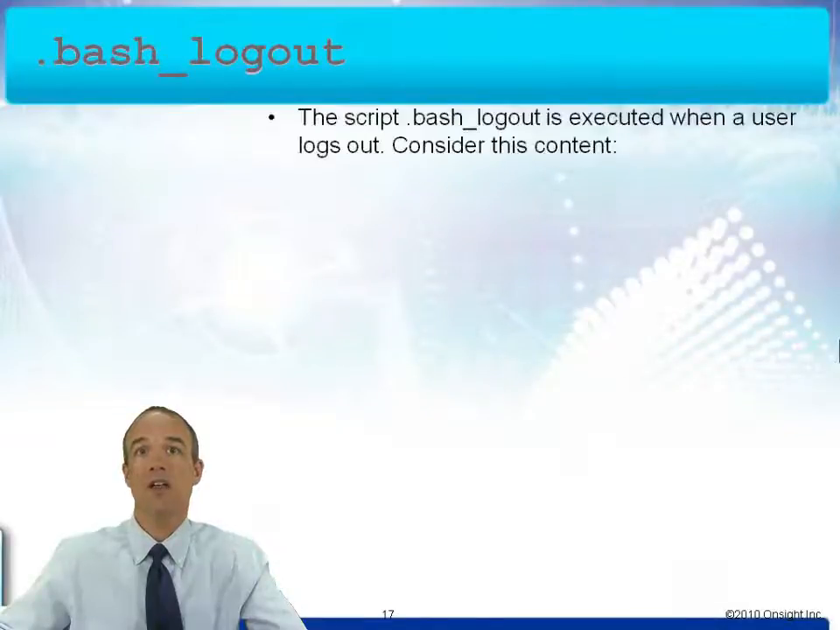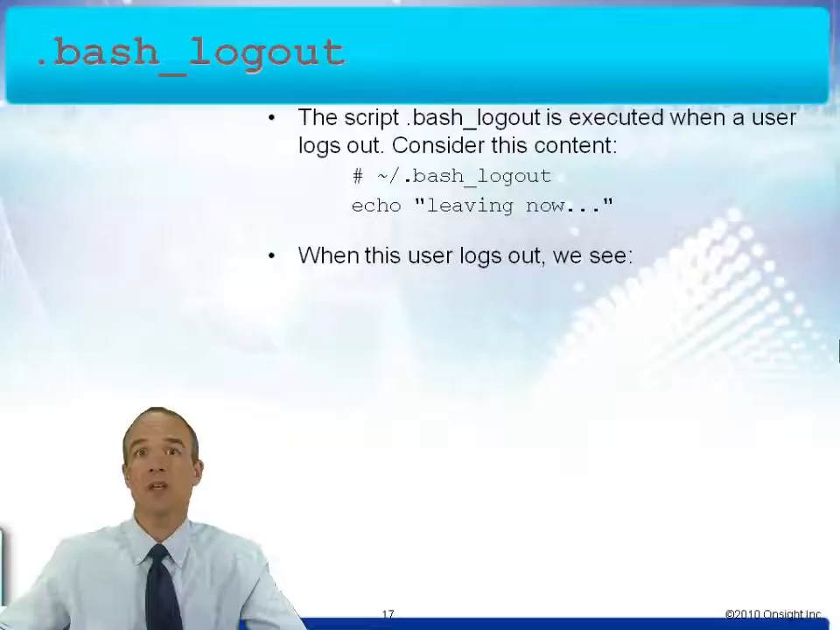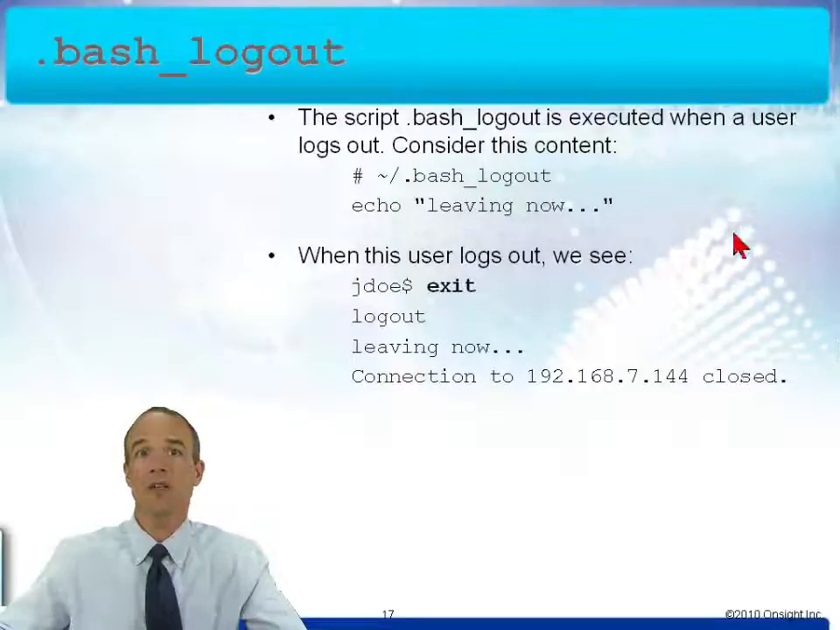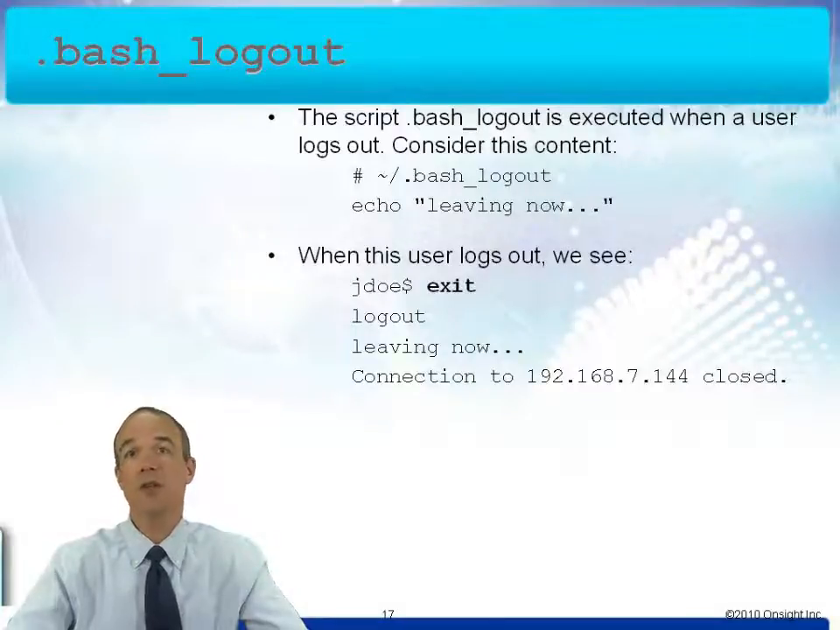And then .bash_logout is a script that's executed when a user logs out of the system. So this one says echo leaving now. So when the user logs out, we see the user type exit. Here's the content of the .bash_logout file, and then it closes down the connection. So you can put whatever you need to put into this file to execute when the user logs out of the system.